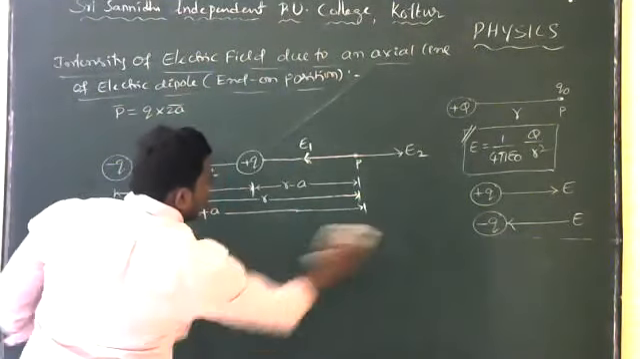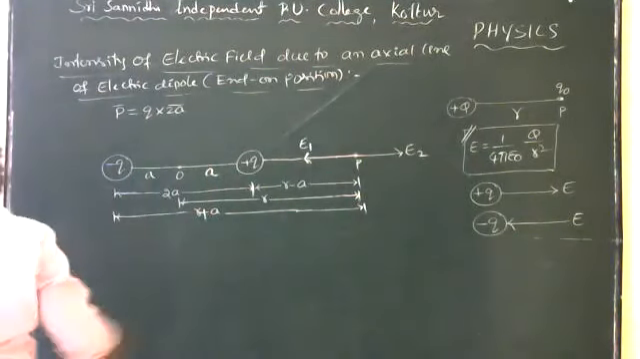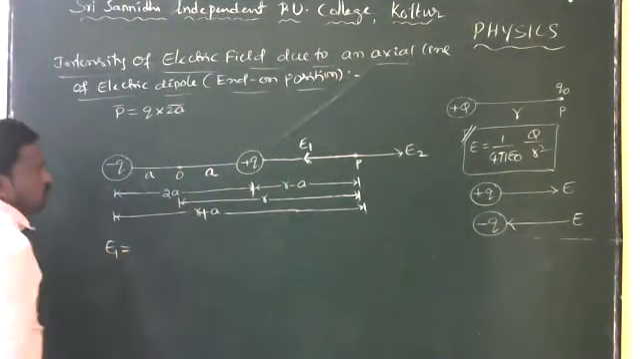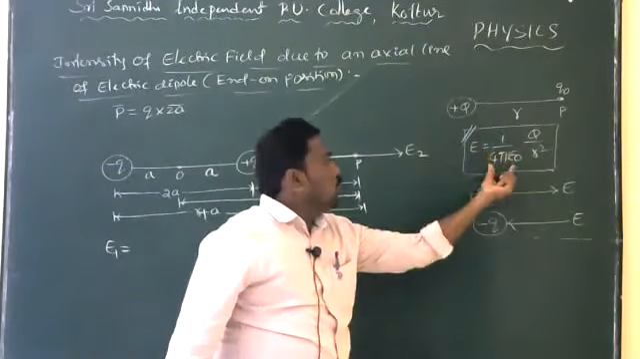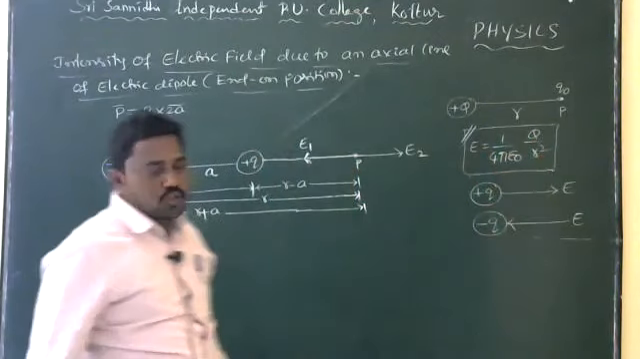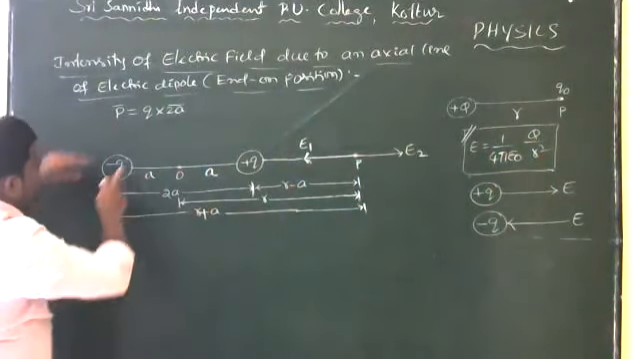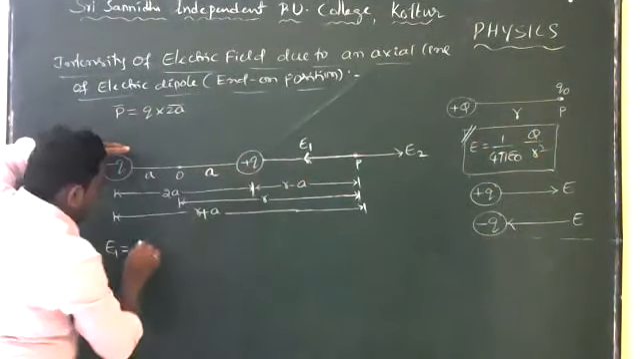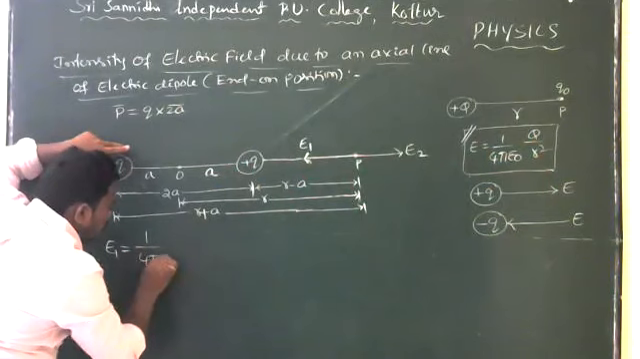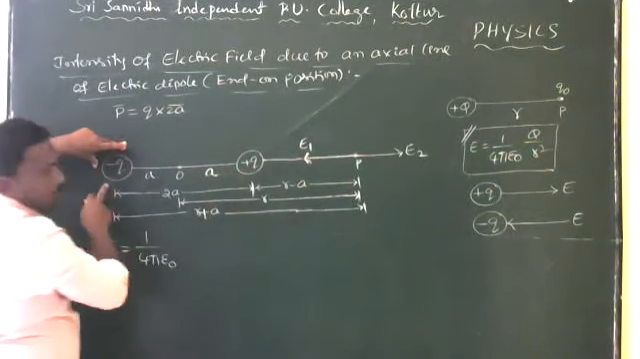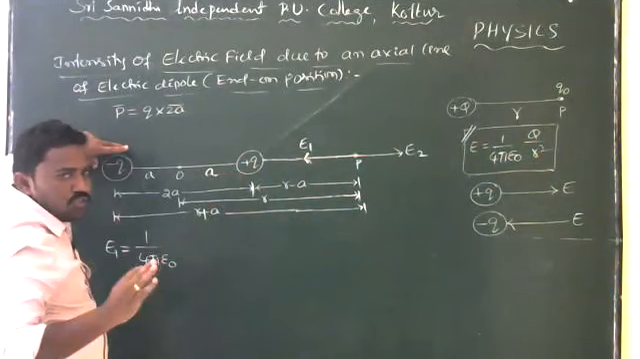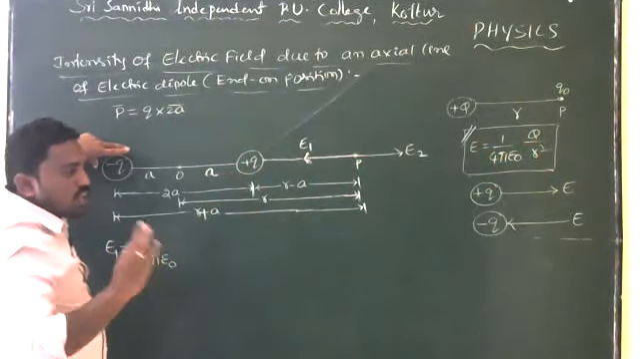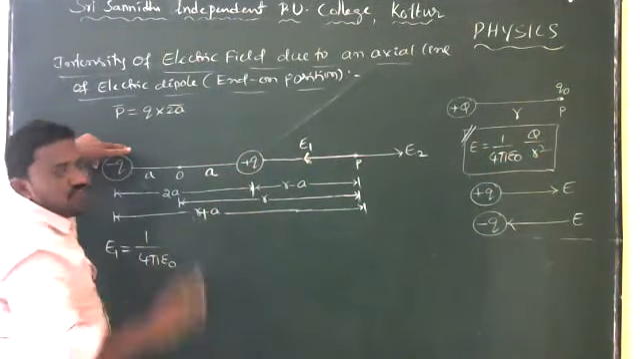So E1 is equal to the intensity of the electric field at point P due to minus Q. By using this formula, E1 is equal to 1 by 4 pi epsilon naught Q by R square. Now, for the intensity of the electric field at point P due to minus Q charge, we use the formula 1 by 4 pi epsilon naught Q by R square. If we take the charge as positive and use the magnitude, the positive or negative sign represents the nature of the electric field.